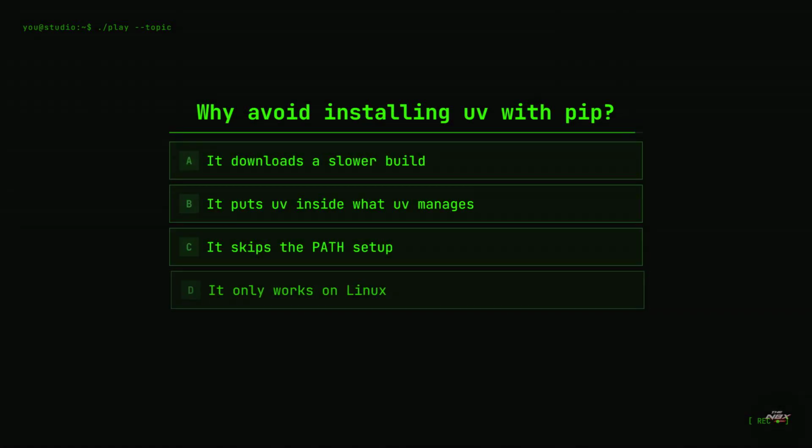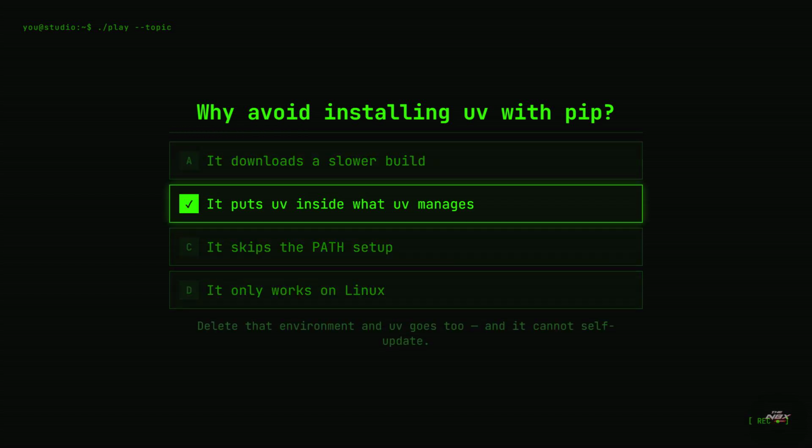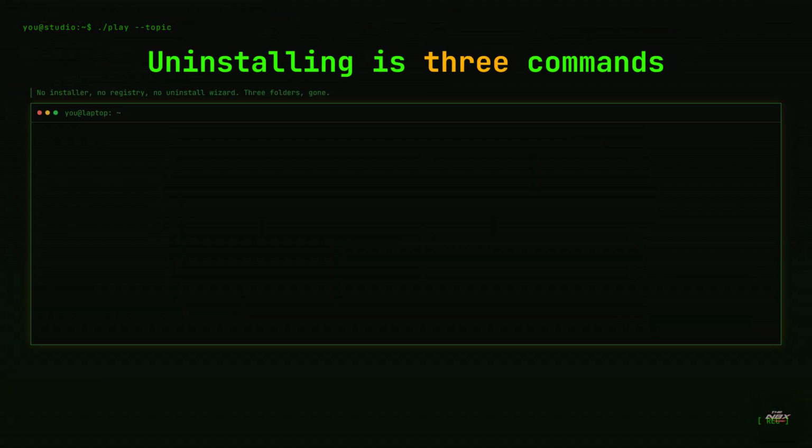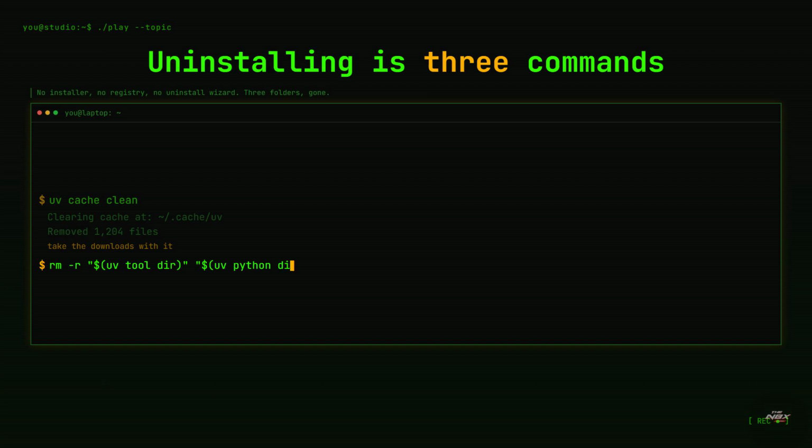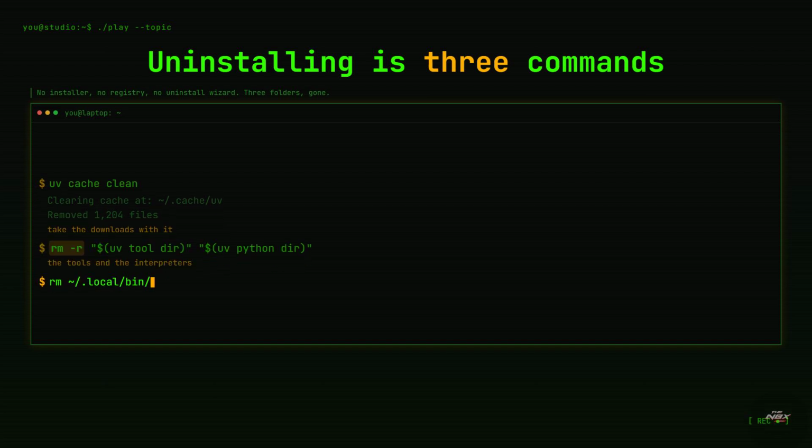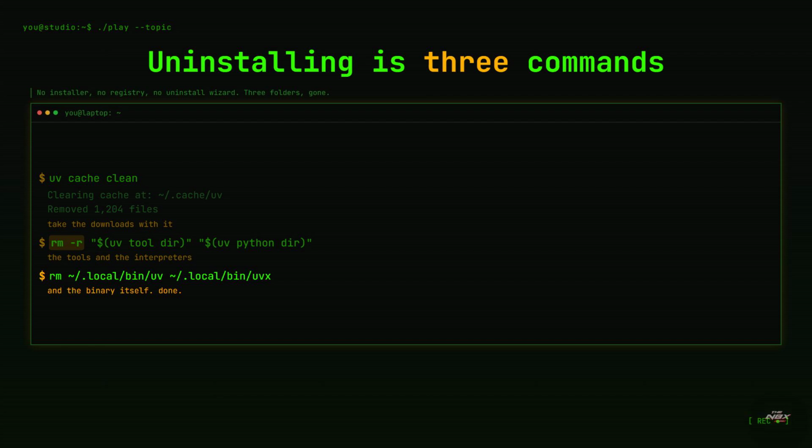Quick check. Of those 4 roads, why is pip install uv the one to avoid? Pause here and have a proper think about it. Ready? Because pip puts UV inside a Python environment, and managing those from outside is UV's whole job. And because UV is only ever files and folders, removing UV takes 3 commands and no control panel at all. Clear the cache, delete the tool and Python folders, delete the binary. Nothing else on your machine ever knew UV was there.